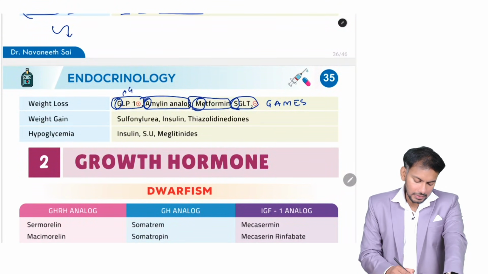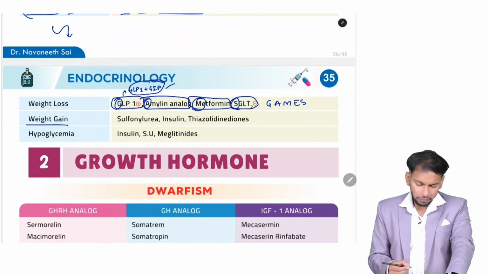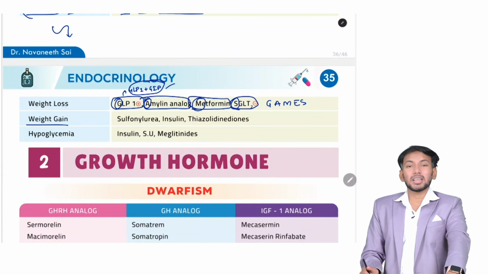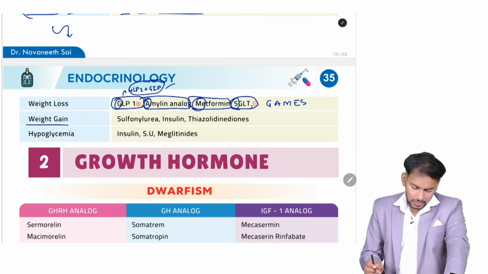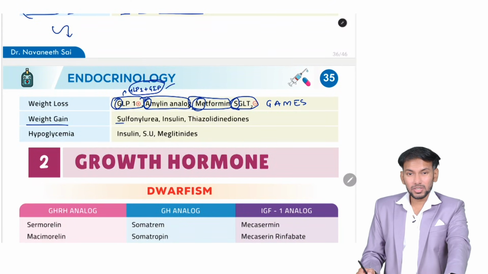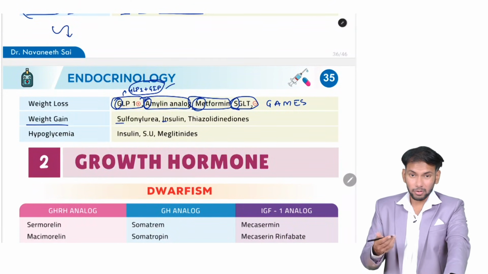Now, GLP-1 along with GIP is tirzepatide, that will also cause weight loss. Got it? Weight gain. Whenever there is release of insulin, it will cause weight gain. Sulfonylureas, it will release insulin. Yes. Insulin, yes, it will cause weight gain.